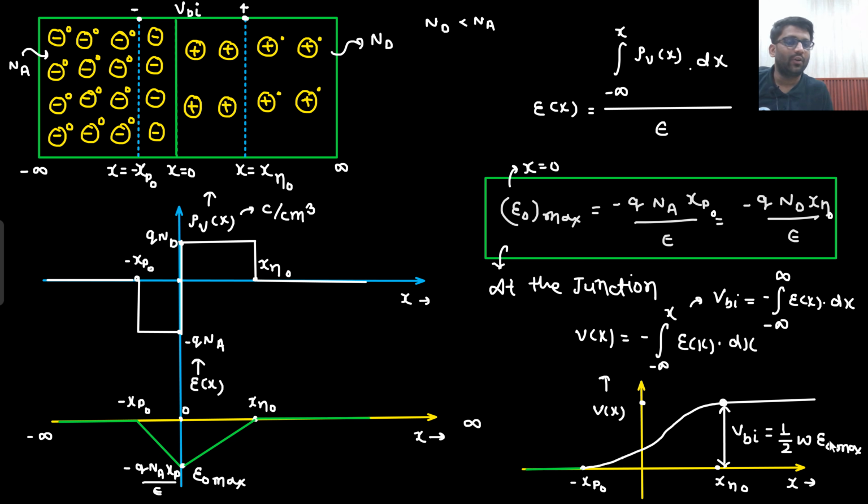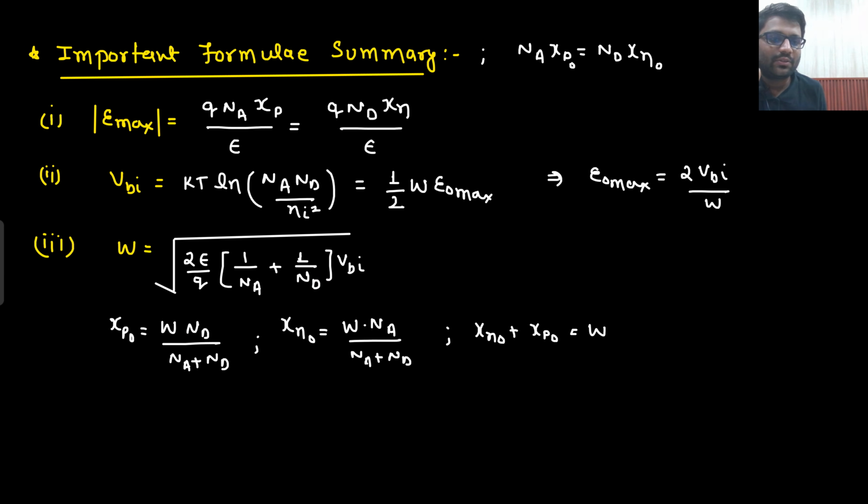1 by 2 W into E naught max. This is the built-in potential. That means across the semiconductor, what is the total potential that we are getting? This is what I have calculated. That is my built-in potential. But what if I ask you the potential between any two random points? So that also I can do, no? So we have framed a question.